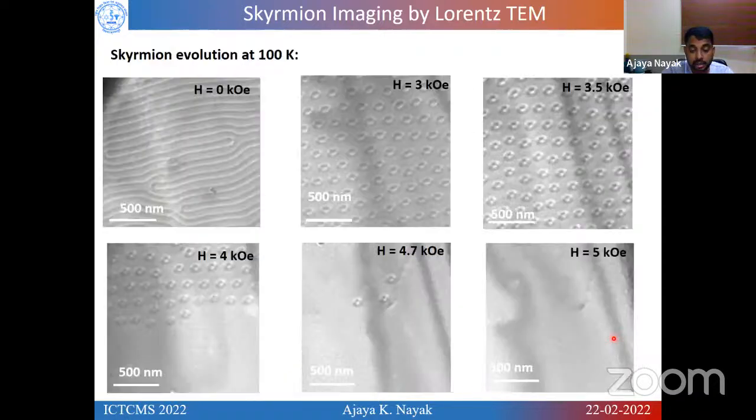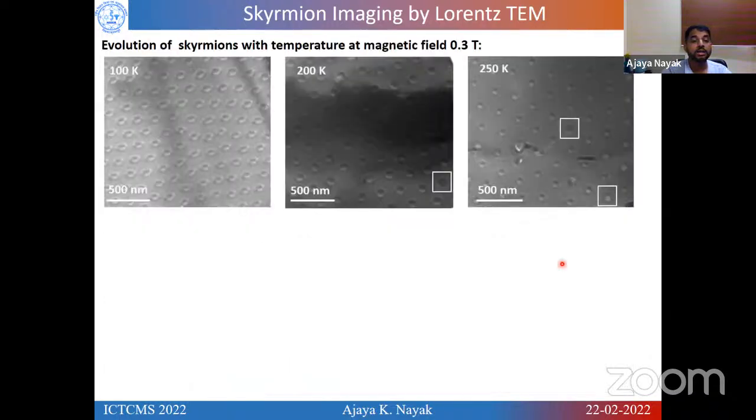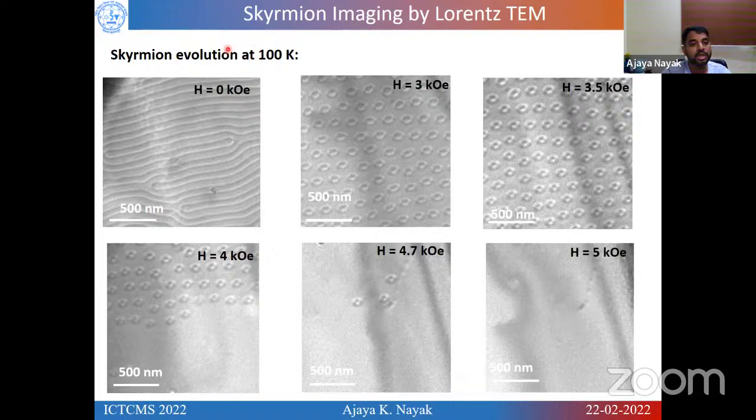Then we slowly increased the current in the objective lens. Because the sample is sitting in the objective lens area, slowly increasing the current applies a magnetic field in the sample space. Then what we saw was that the stripes initially there broke into a nice bubble-like structure. When we increased the magnetic field, around 4 kilo-oersted they started disappearing, and around 5 kilo-oersted they disappeared completely. This was with different magnetic fields, but the measurement was performed at 100 Kelvin.